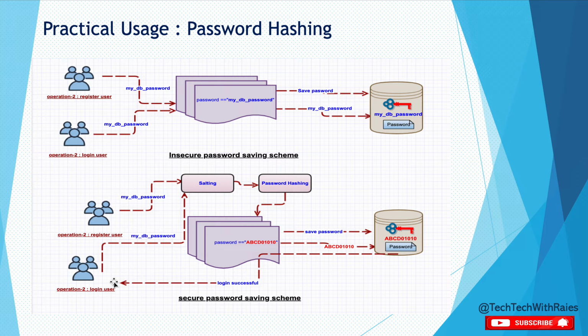Here two things are happening, the registration process and the login process, exactly the same as in the previous password saving scheme. The only difference is that while saving this password to the DB, we pass it through a process called salting and hashing, so that a completely hashed version of this mydb password is saved here. And if any hacker or anybody gets access to this particular password, even then they cannot access the system, because salting and password hashing is already enabled in the system.